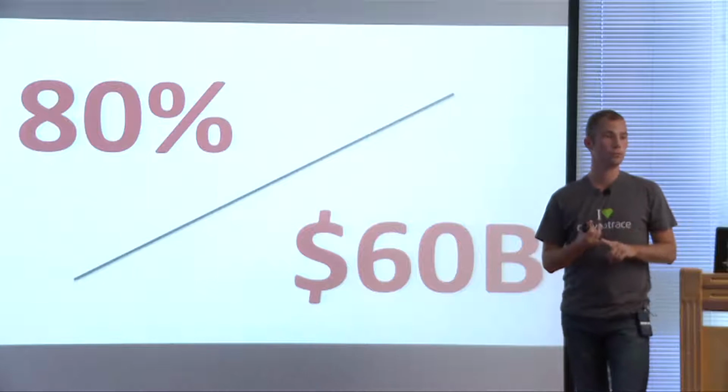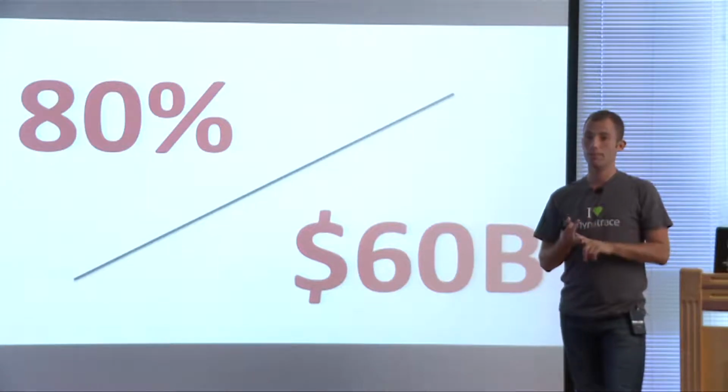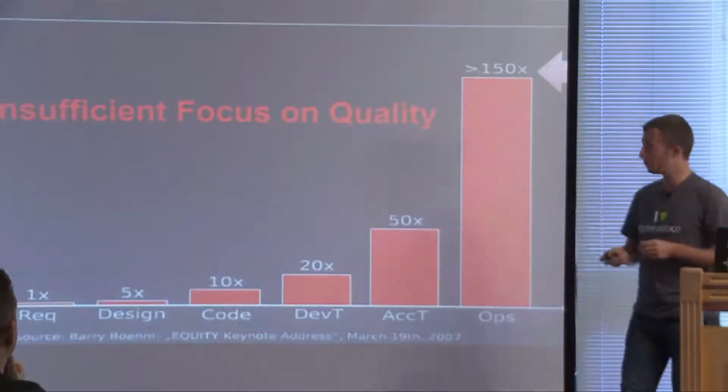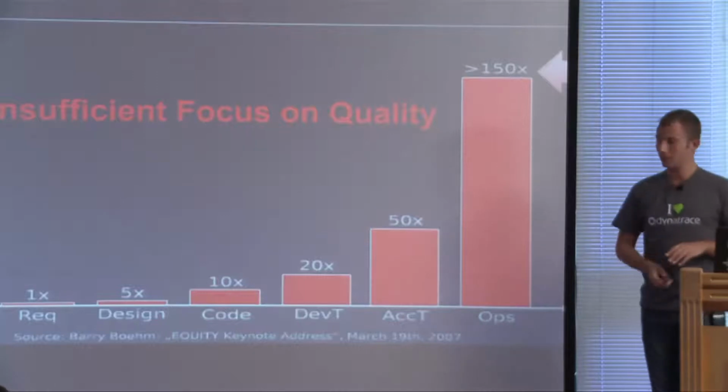And what's even scarier, in the US alone, $60 billion was the cost impact of bad software. That is lost revenue if Amazon goes down, that is brand damage, and that's additional labor costs if you have to fix these things. And I think the reason for this is because we are focusing on quality too late.